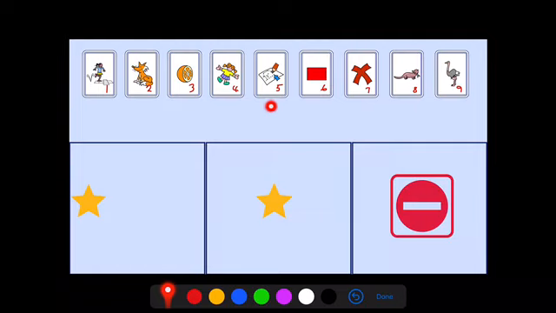5. Dot. 6. Oblong. 7. Cross. 8. Otter. 9. Ostrich.